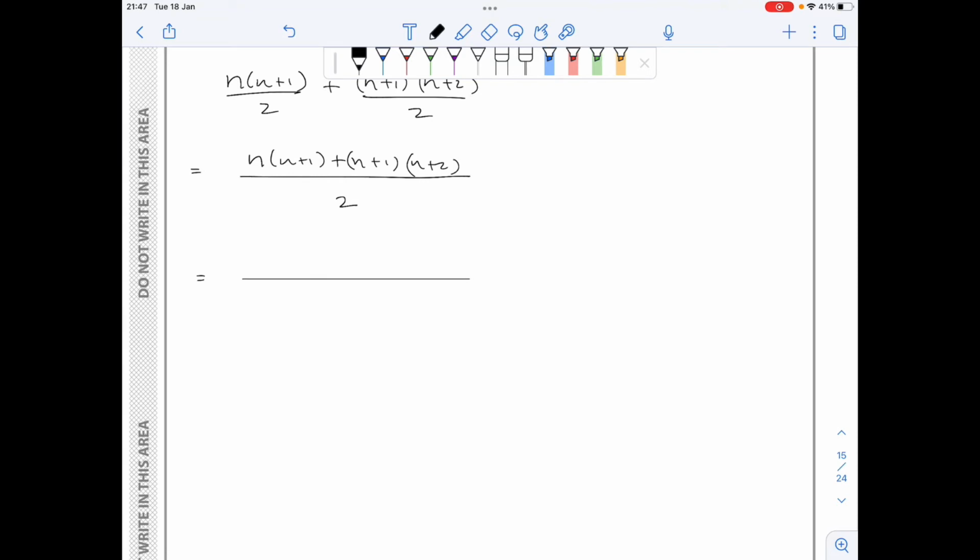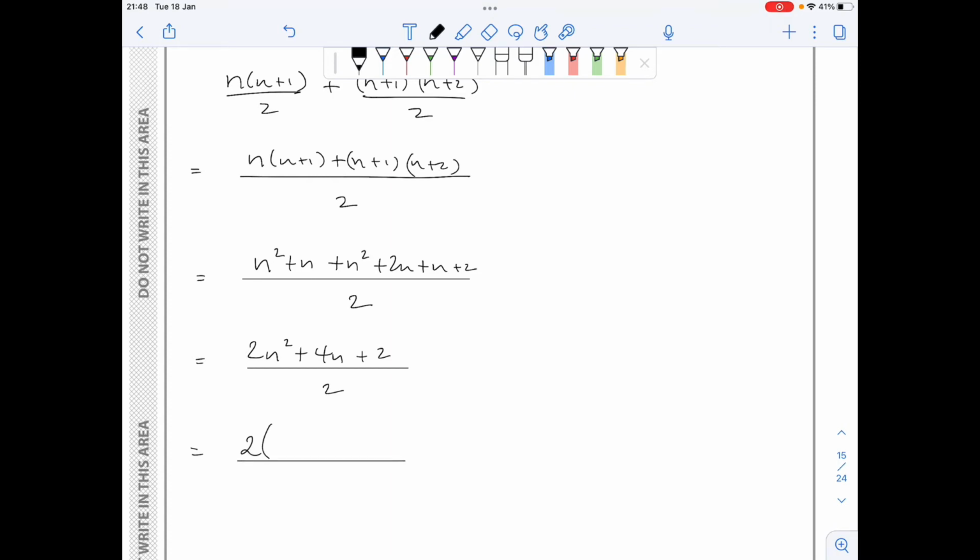So I've got n squared plus n, plus n squared plus 2n plus n plus 2, over 2. Let's simplify the numerator. I've got 2n squared plus 4n plus 2 over 2. I'm going to factorize the numerator. I'm going to take out the common factor of 2.